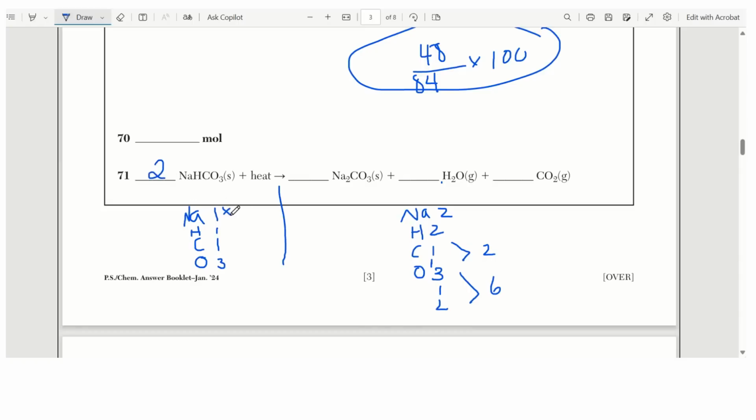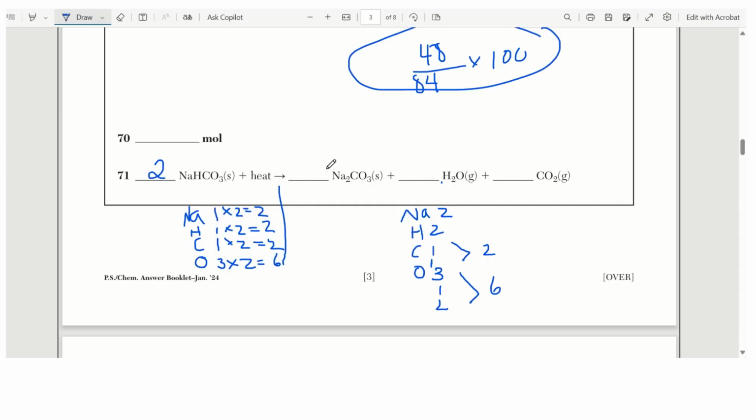When I put the 2 there, I multiply this times 2. It also multiplies this times 2. It also multiplies this times 2. And it also multiplies, oh my goodness gracious, look at that amazingness. Everything else is balanced. Ugh, who knew?